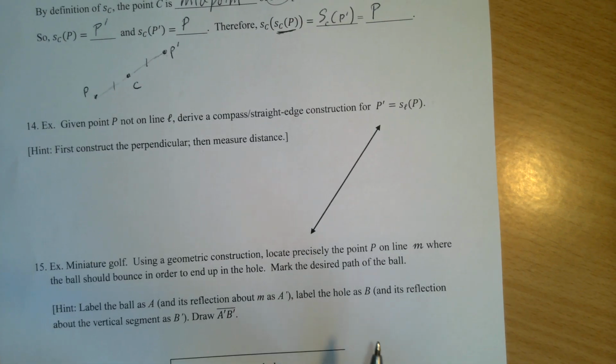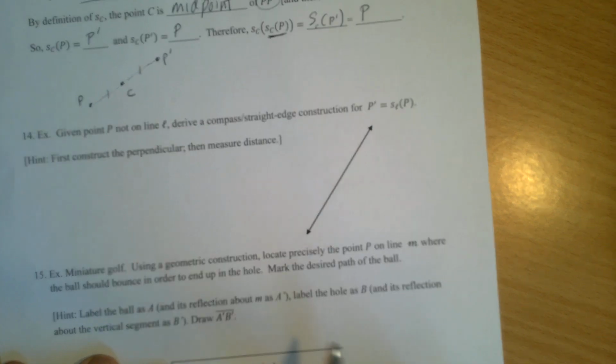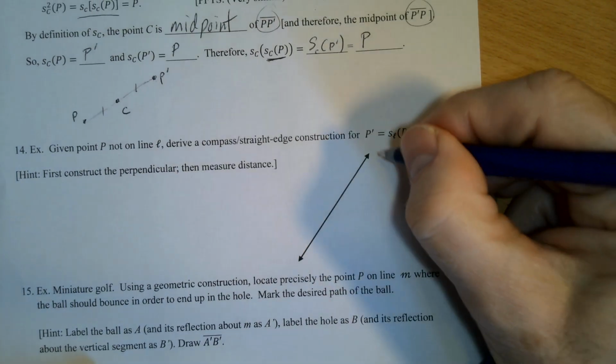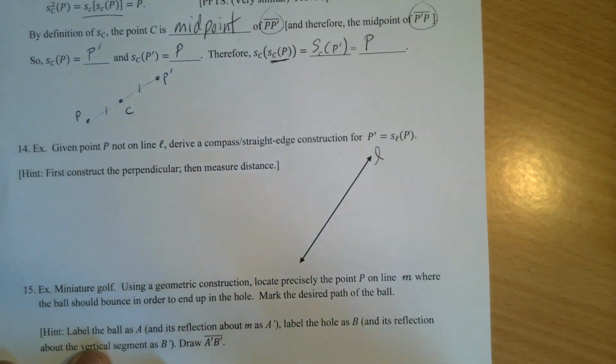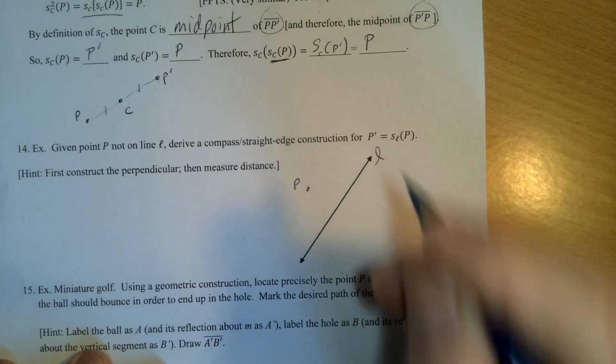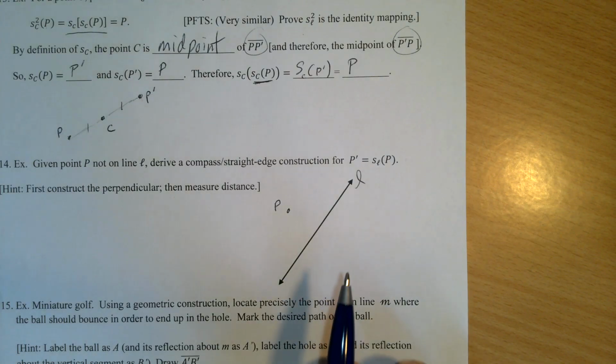All right, number 14. Given a point P not on the line L. Well, here's our line L. Let's put a point P somewhere. Say right there. It doesn't have to be there, anywhere you want, but make it fairly close to the line for drawing purposes.